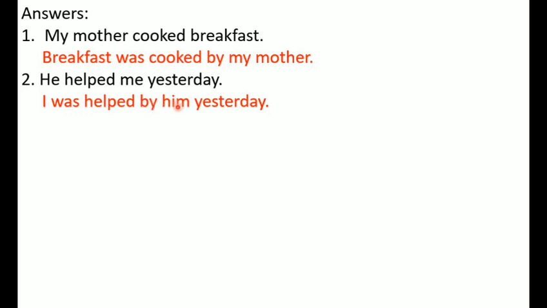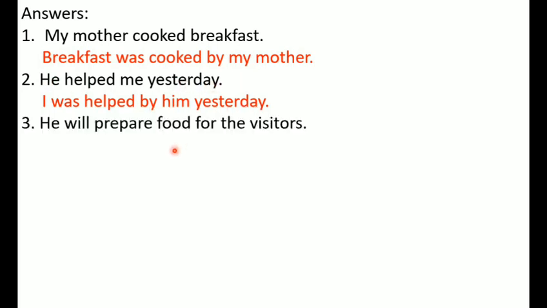The doer of the action here is he. So, he should be converted to him. Kasi hindi pwede natin gamitin ang he dito. I was helped by he. That is wrong. It should be objective case pronoun. So gagawin natin objective itong he, magiging him siya. And then just copy yesterday.